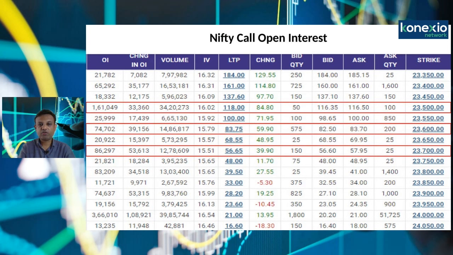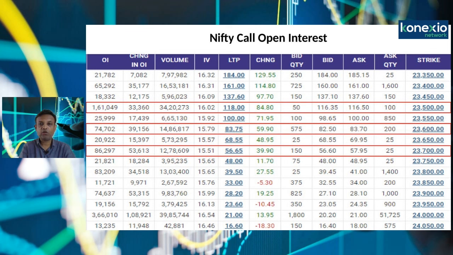In Nifty calls, the action was seen in 23,500 calls, then 23,600 calls, 23,700 calls. Now here you can see the option premiums are positive. There has been a rise in the volumes, a rise in the open interest. Implied volatility is slightly higher, between 15.51 and 16.02. On an immediate basis, from these levels, 23,500 could act as a very strong support and resistance area.